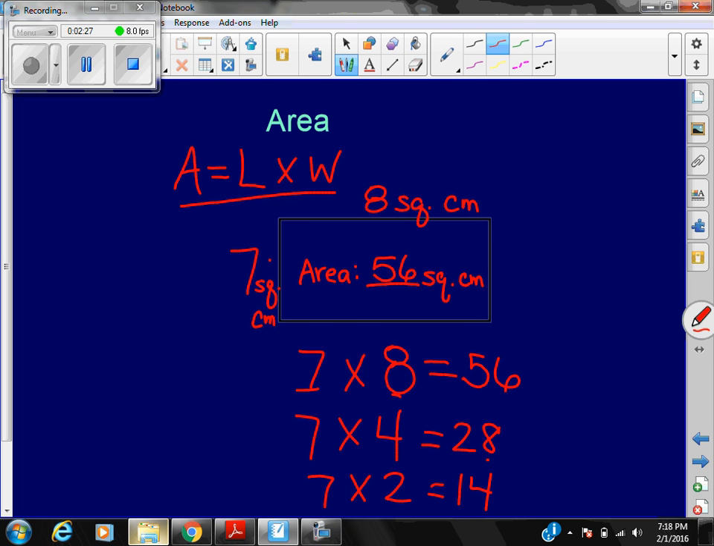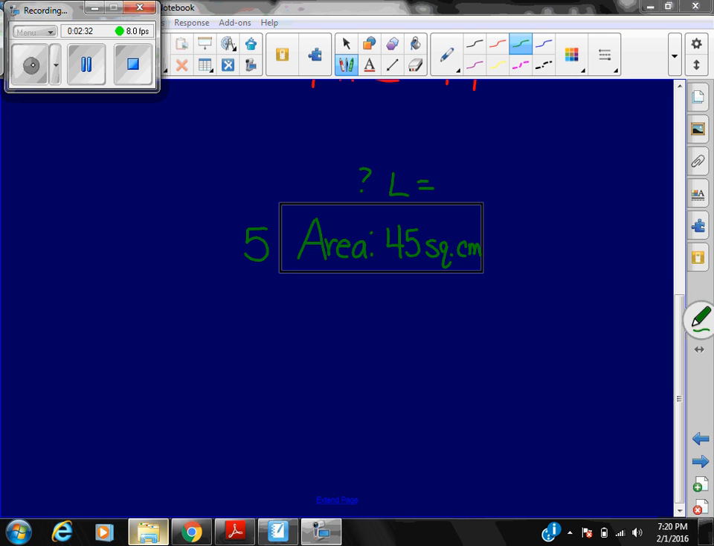Now, if I wanted to use the same thing in a division problem, sometimes you will know the area of a rectangle. They will give you that and give you one side, and then we're left to figure out what the other side could be. So I know that the area of this rectangle is 45 square centimeters, and I know one side is 5 centimeters. So my job is to use this information.